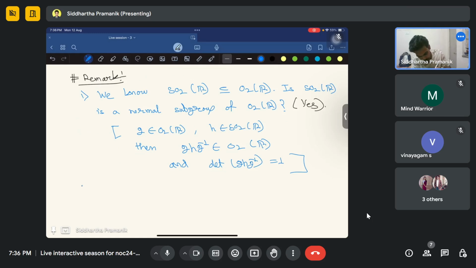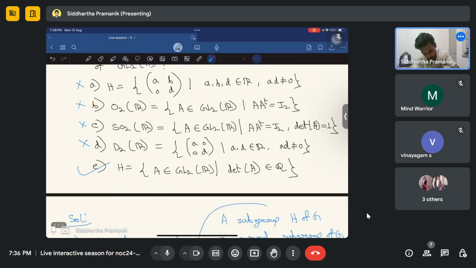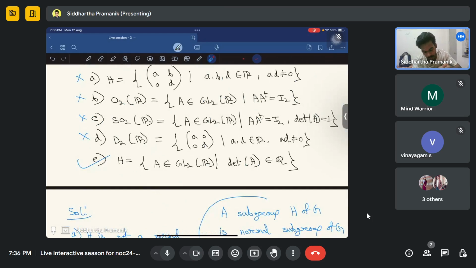So this is the first one. I want to ask one more question from here. So the interesting part is the last one, the last subgroup. Here we can take Q star also, because A is in GL2R, so the determinant cannot be 0. So we can take it as Q star. So it will not affect this question.